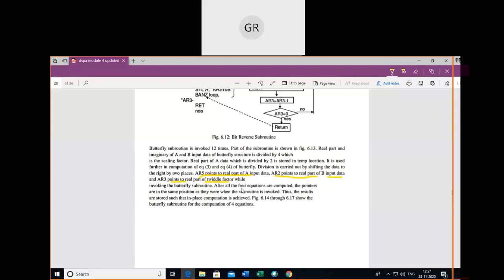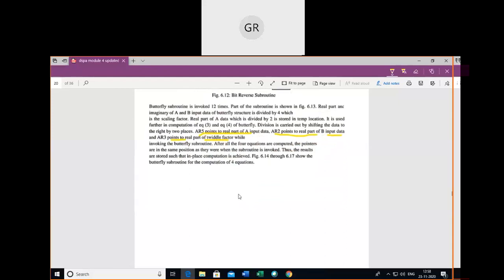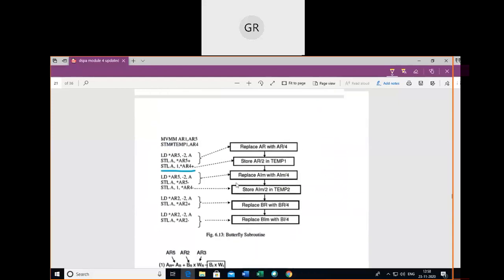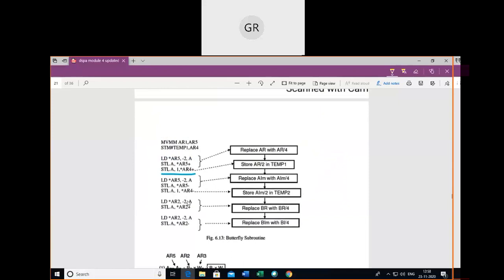After all the 4 equations are computed, the pointers are in the same position as they were when the subroutine is invoked. Thus, the results are stored such that in-place computation is achieved. Here this is the subroutine program. This program is for scaling.